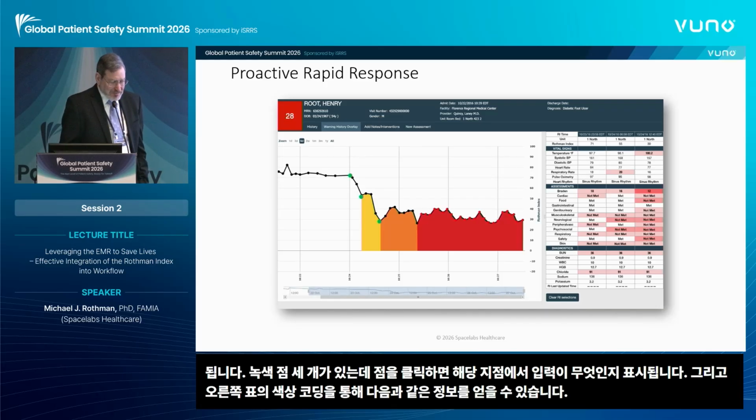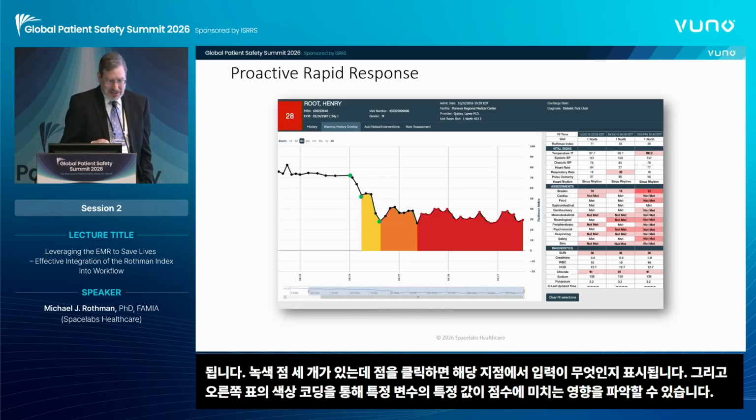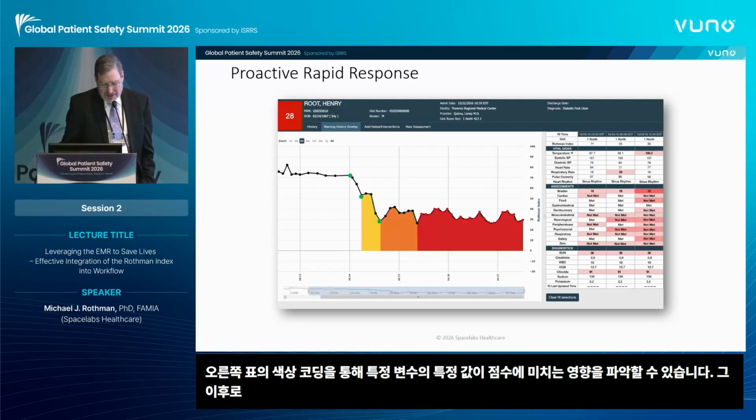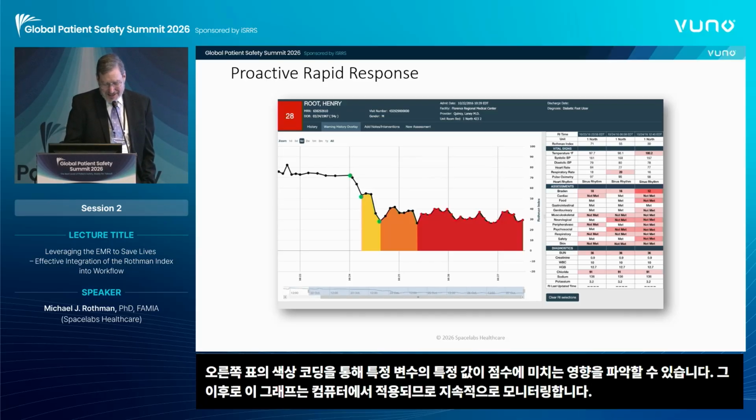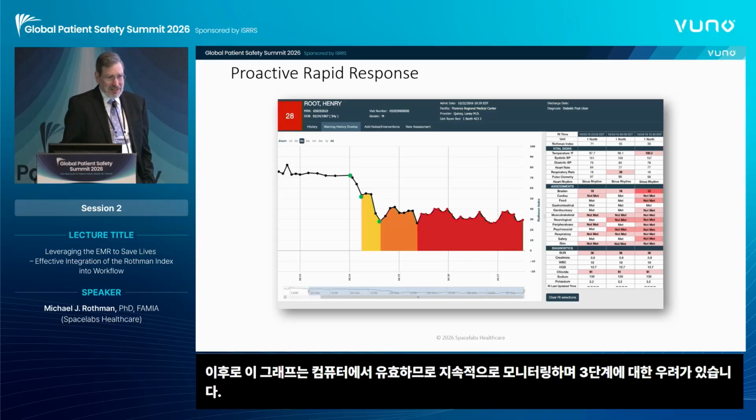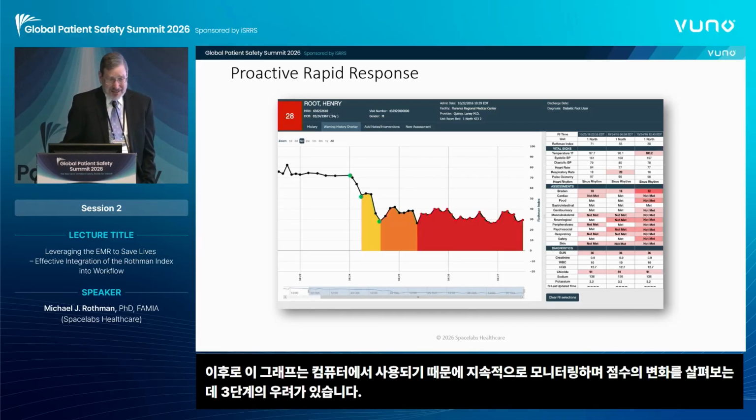And since these graphs are in effect in the computer, we monitor them continuously, and we have 3 levels of concern looking at changes in the score. So the yellow shading underneath was our first level of concern. The orange, we got more concerned, and the red was our highest level of concern.